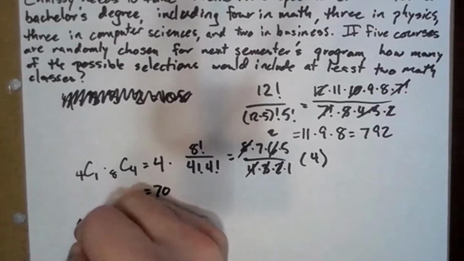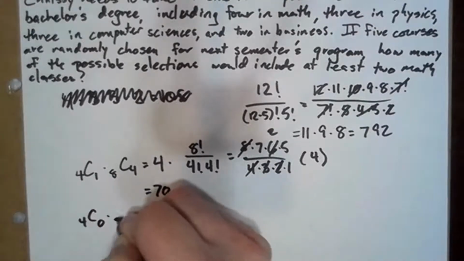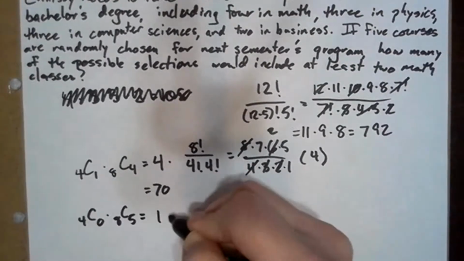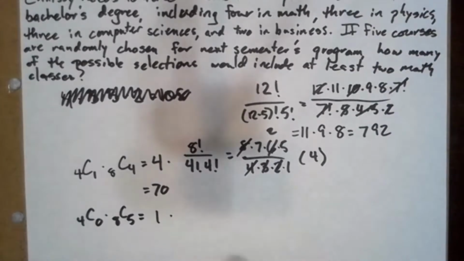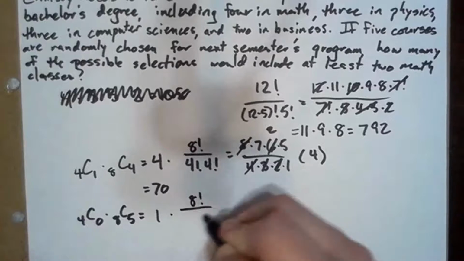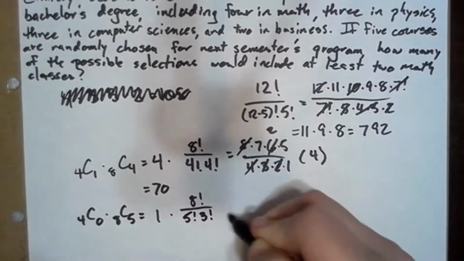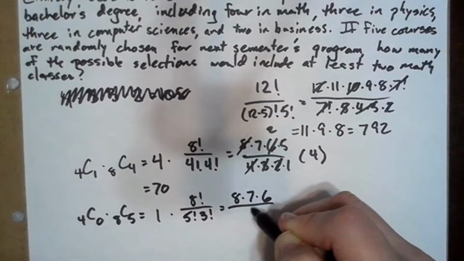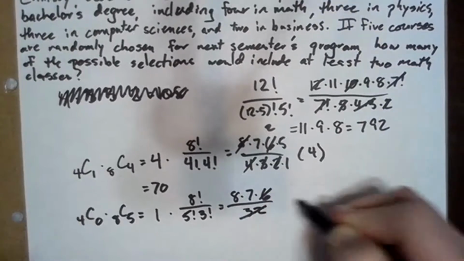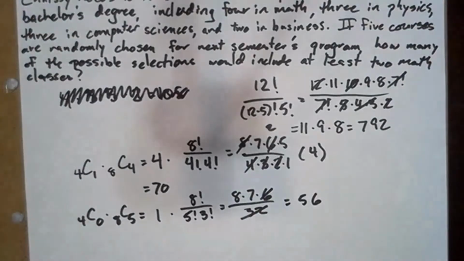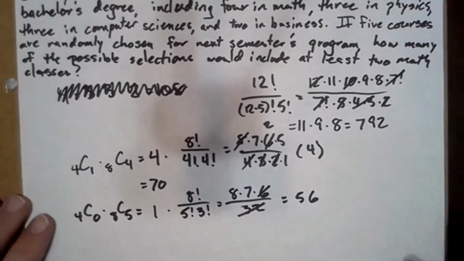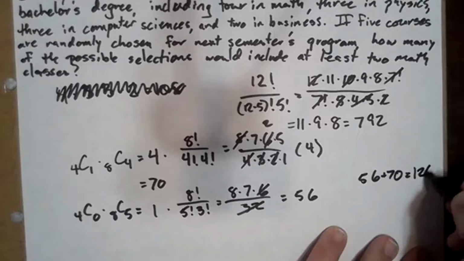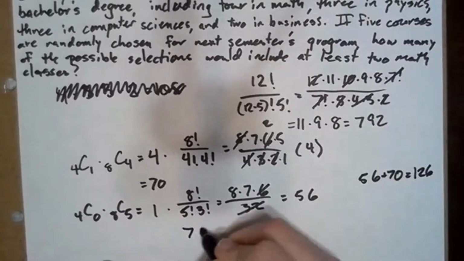And then we can do 4 choose 0 times 8 choose 5. Okay, well, that's 4 choose 0 is 1 times 8 factorial over 5 factorial times 3 factorial gives us 8 times 7 times 6 over 3 times 2 gives us 56. So 56 plus 70 is 126. We subtract this from our 792.